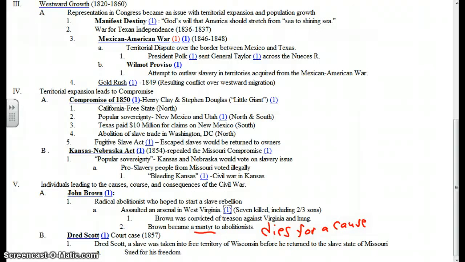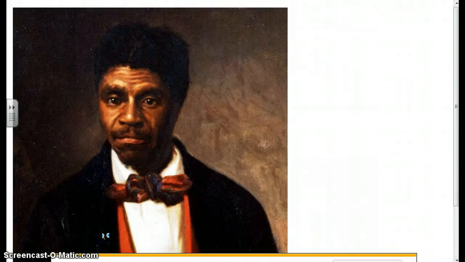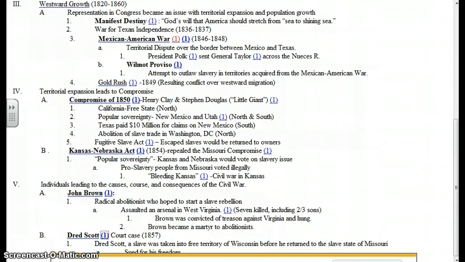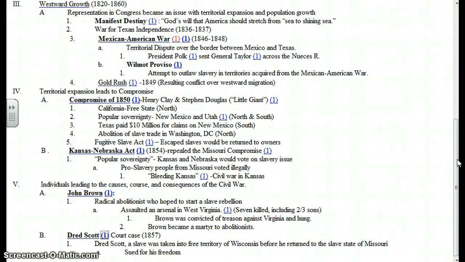Another important individual that played a role in the cause of the Civil War is Dred Scott. Dred Scott was a slave whose master took him into free territory and died. Well, Dred Scott had become literate with friends of his, and they researched and figured out that he should sue for his freedom. Well, he lost in the lower courts, but he continued to appeal until it went all the way to the Supreme Court.